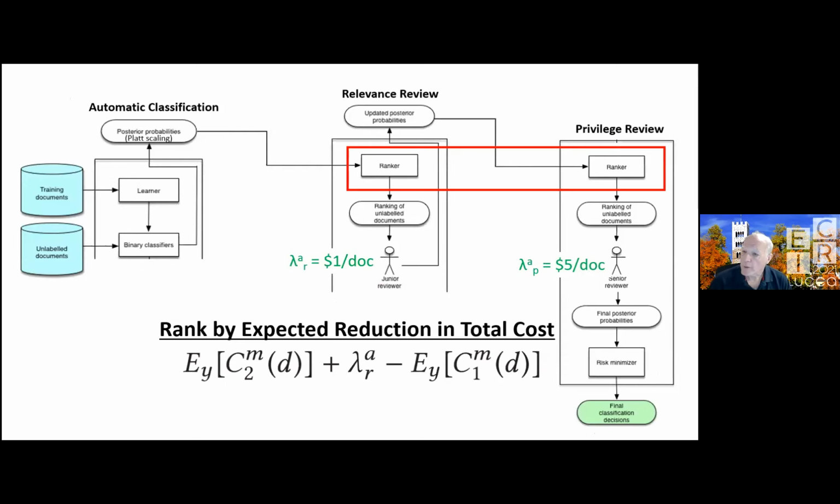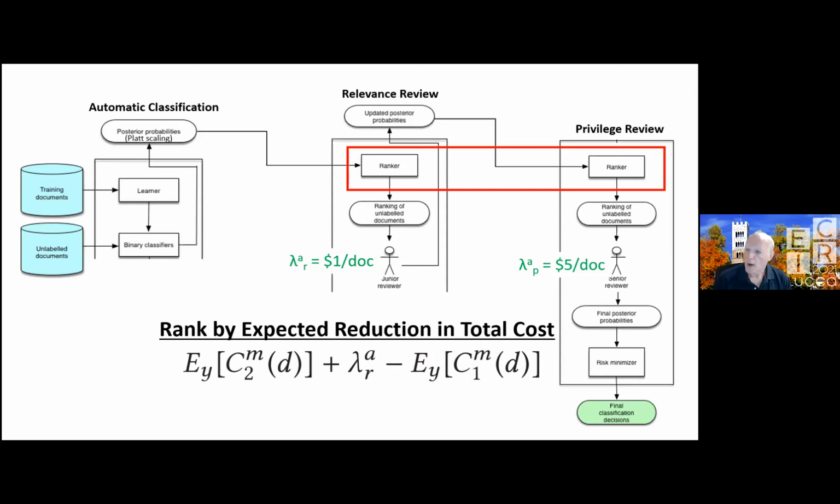Anyway, the other thing you have to know is how much does it cost to review a document? Well, for relevance, it costs in reality about $1 US dollar to review a document. And for privilege, it costs something on the order of $5. The reviewers are pretty fast, but the privileged reviewers are more highly trained, and they're doing a more complex process.